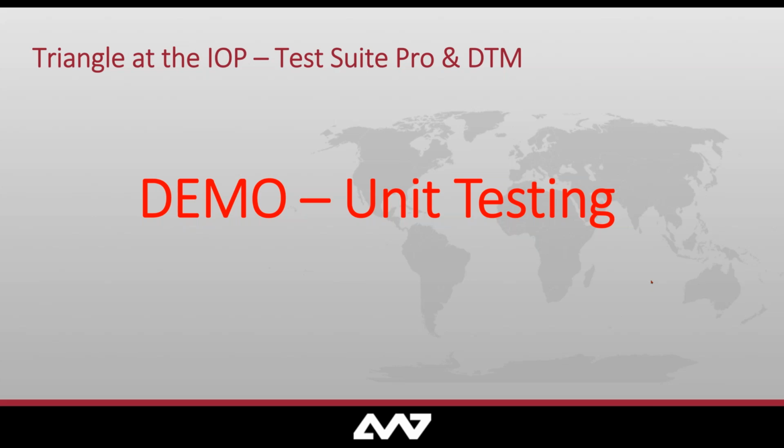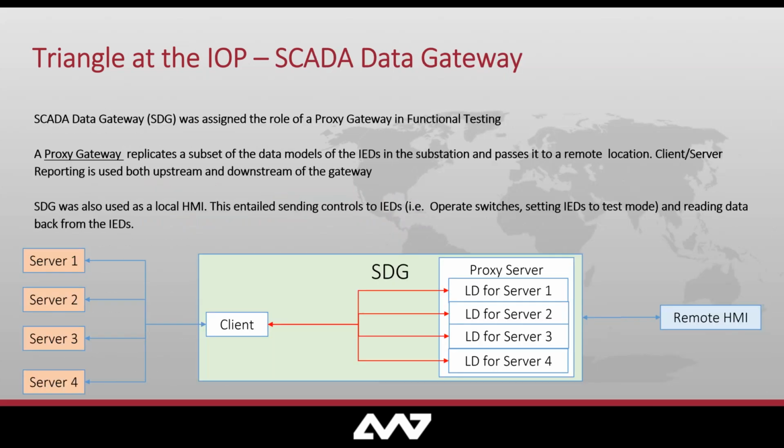Well, yeah, I'll take a stab at that, and Christoph, you can jump in as well if you have anything to add. So the proxy server would be one half of the proxy gateway. So SDG or SCADA data gateway here, the proxy server would be this piece on the right-hand side. I would call the combination of the client and the server the proxy gateway.